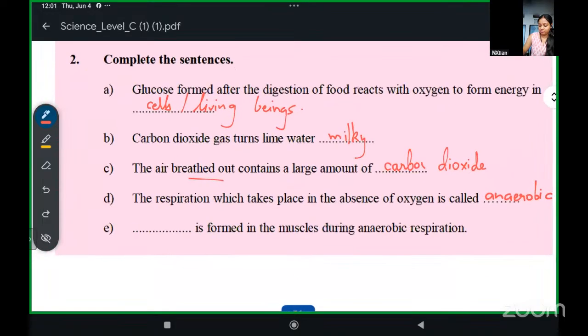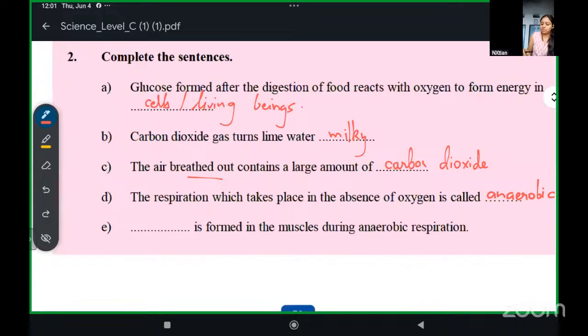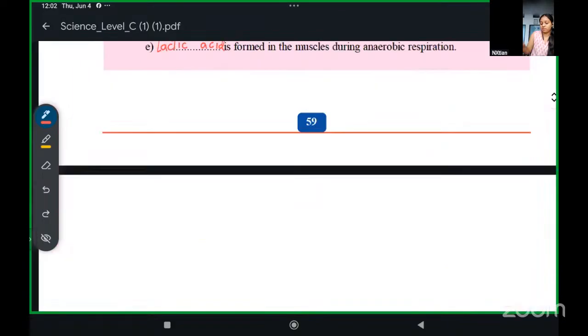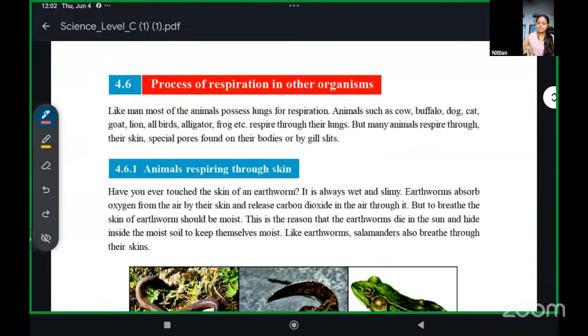Dash is formed in the muscles during anaerobic respiration. What is formed in the muscles during anaerobic respiration? What acid is formed here? Lactic acid. Yes, lactic acid. Okay. Now, the next part is very simple.